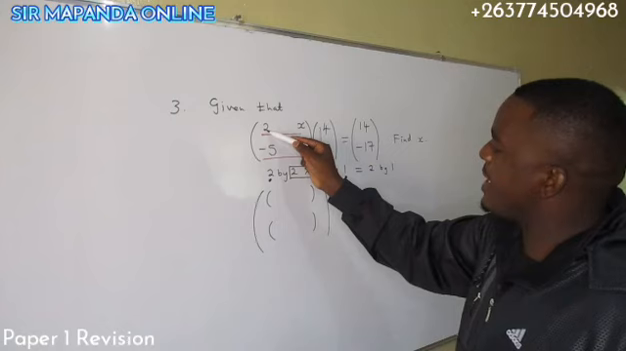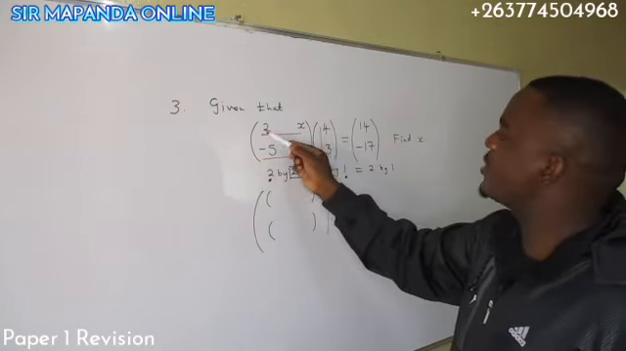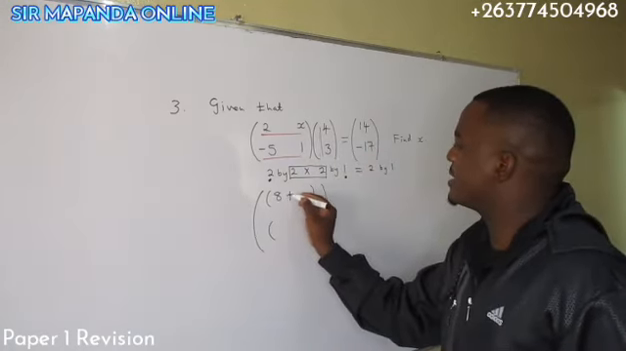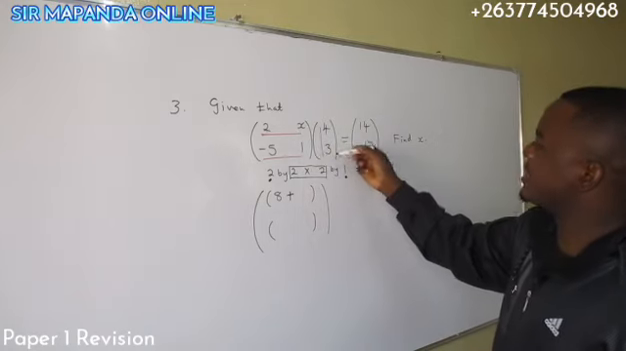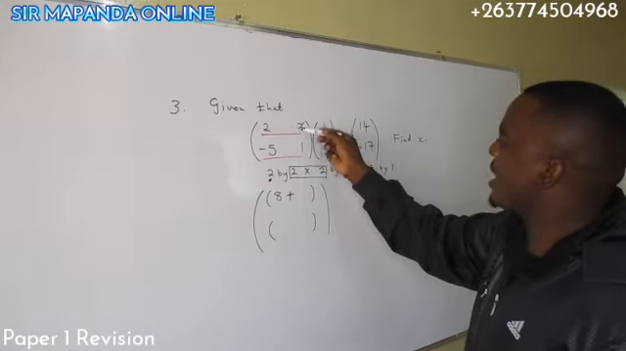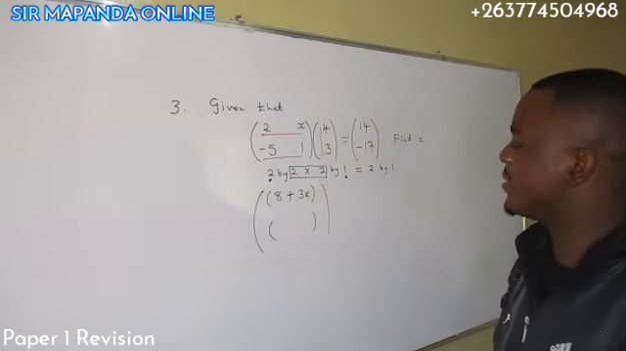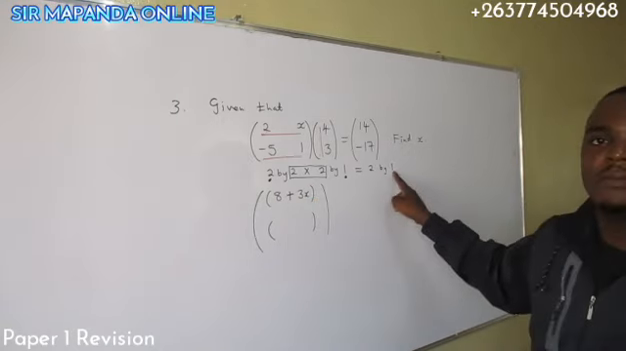The first number in the row multiplies the first number in the column. So you are saying 2 times 4, you get 8, then you put plus. Then you say the last number in the row multiplies the last number in the column. So x times 3 gives you 3x. So this is how you obtain the top number of the 2 by 1.